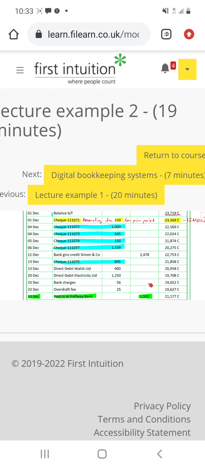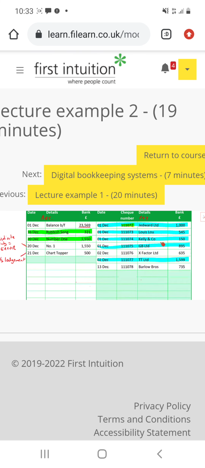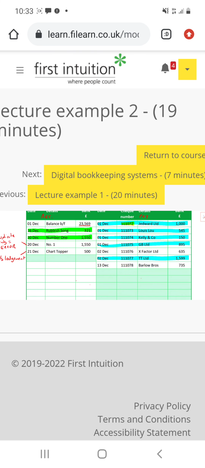What does that then leave me on my bank rec? There's our 2 unpresented checks. So we know we've written out a check to X Factor Limited and to Barlow Brothers. They just haven't cleared the bank yet. So we've got our unpresented checks there. So that's my step 2, do those payments.